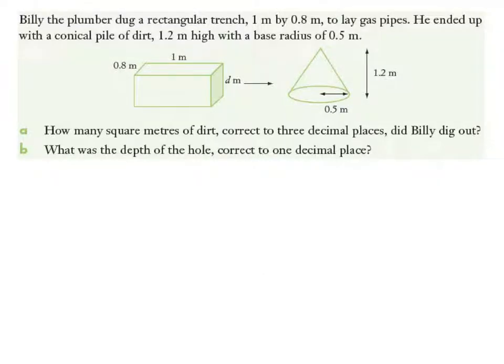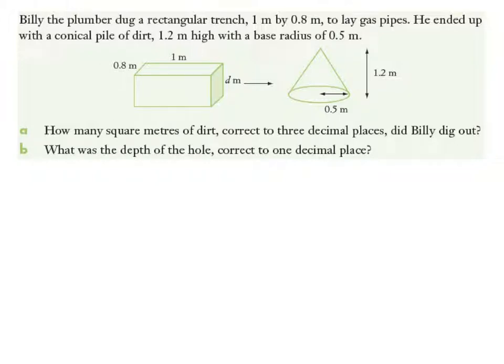Hello guys, we're going to be doing this question. It deals with the volume of rectangular prisms and with the volume of cones. A few things to get right. Billy the plumber dug a rectangular trench 1 metre by 0.8 metres to lay gas pipes. He ended up with a conical pile of dirt 1.2 metres high with a base radius of 0.5 metres.